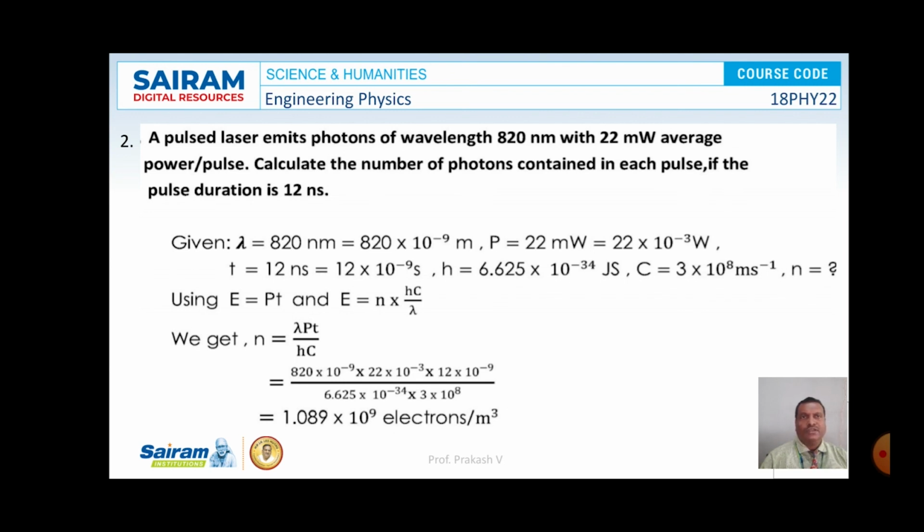So we know that E is equal to P into t, further E is equal to N into hc by lambda. Therefore N can be written as lambda Pt by hc. So the number of photons contained in each pulse is N equal to lambda Pt by hc. Substituting the values of lambda, P, t, h and c, on simplification we get N equal to 1.089 into 10 to the power of 9 photons. So this is the solution for the given problem. Thank you.